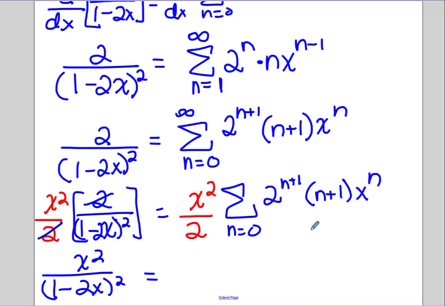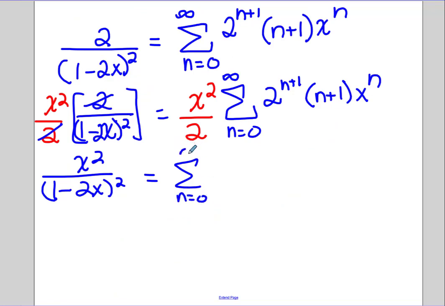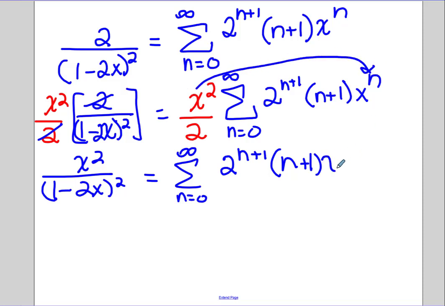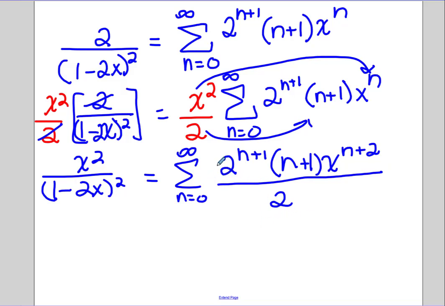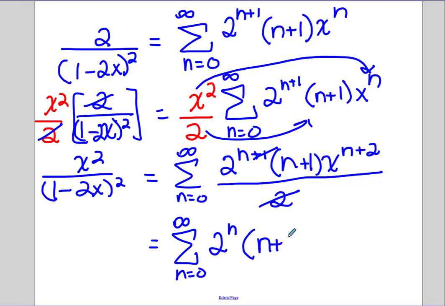And we're going to put the x squared inside and the 2 inside. So that's going to give us the summation from 0 to infinity of 2 to the n plus 1 times n plus 1. And if we bring this in here, we have x to the n times x squared, so that's going to be x to the n plus 2. We're going to put the 2 on the denominator, and then we could reduce this down. So 2 to the n plus 1 divided by 2 would be the summation from 0 to infinity, and this would simplify down to get rid of that. So we'd have 2 to the n plus 1, x to the n plus 2.